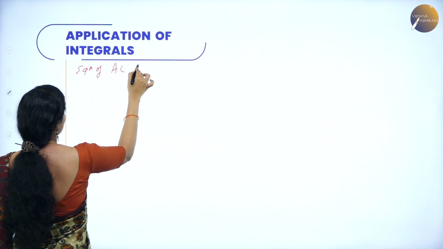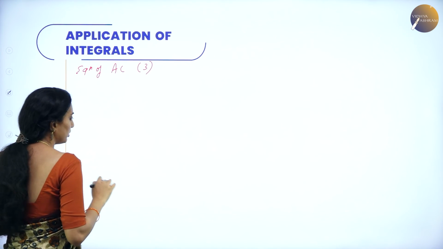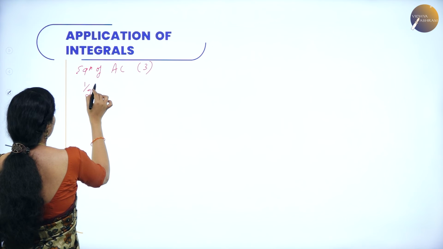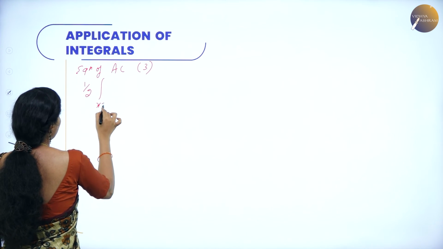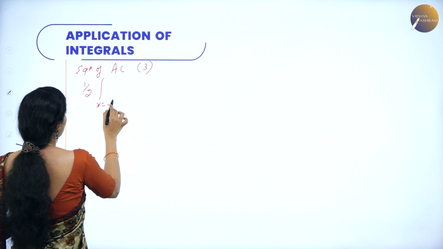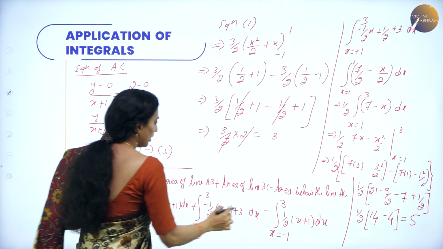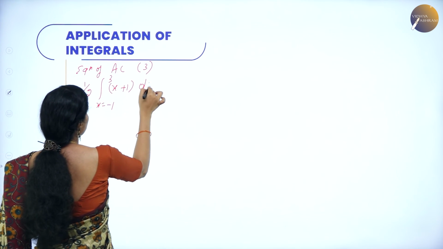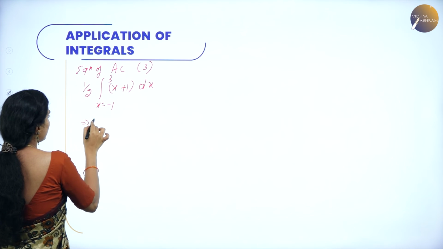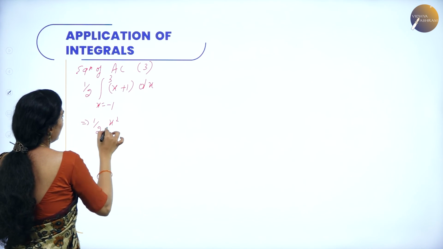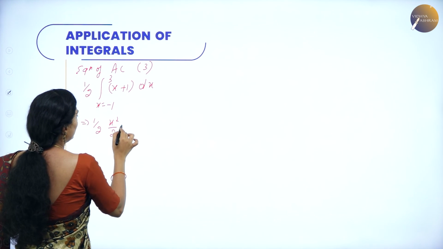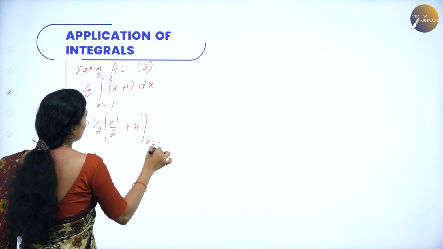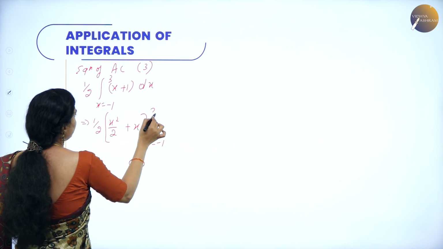Now let us solve the equation of AC, correct? That is the equation 3, correct? So what is the equation 3? Half. So half into integral of x will be varying from what? Minus 1 to 3. So see here, x into dx is x plus 1 into dx. Let me solve this one. So which implies that 1 by 2 into x square divided by 2 plus 1 into dx is x. From the limit, x will be varying minus 1 to 3.